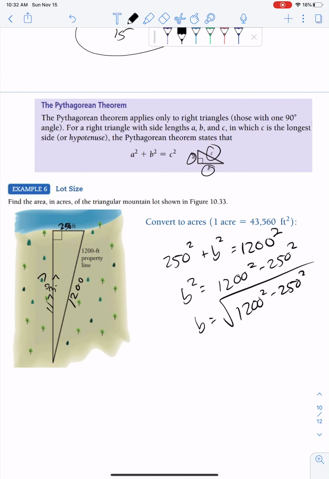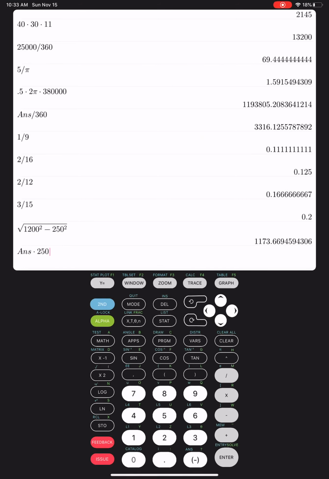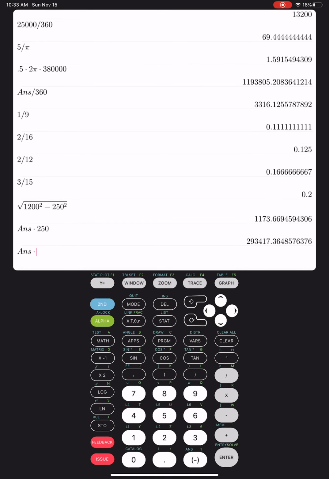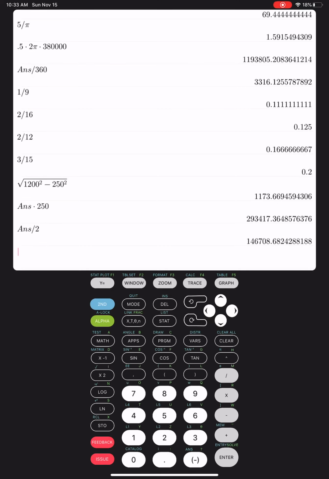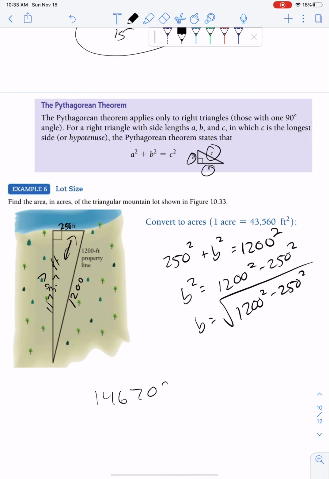So now in order to find the area, right now I'm just dealing with feet, right? So to find the area, I do 250 times that new number, and then I divide it by 2. So there's my new number. I'm going to times it by 250, and then I'm going to divide by 2. And I get 146708. That's feet squared.